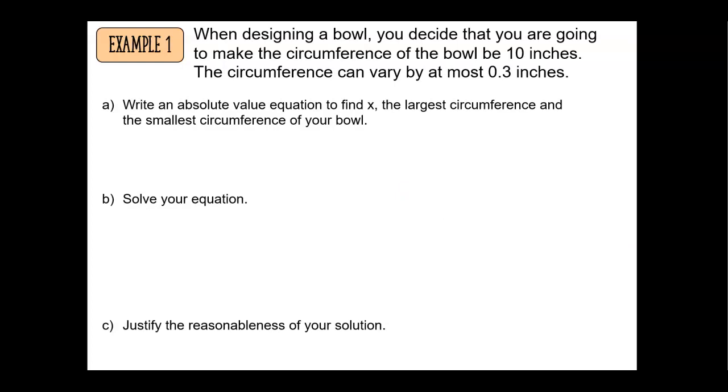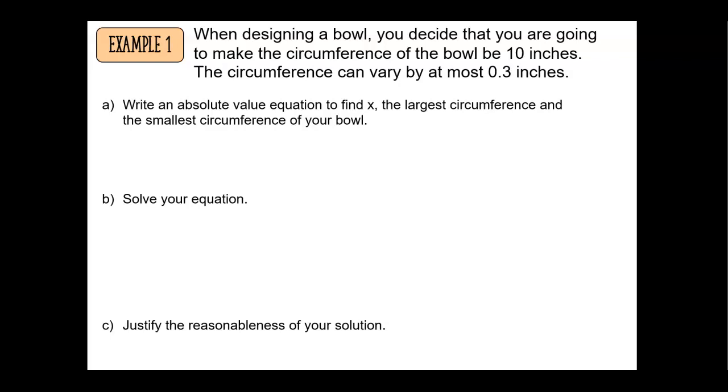All right, so example 1. When designing a bowl, everyone look and read with your eyes. When designing a bowl, you decide that you are going to make the circumference of the bowl 10 inches. Like if you're an artist, I'm going to make this a 10-inch circumference, but you know that it can vary by, at most, 0.3 inches. What does vary mean? The change, it can be a little bit more, it can be a little bit less. Basically, it can be a little fudge, too much or too little, but it'll still be pretty close. When you're creating things, not everything's going to be perfect. You've got human error, so there's some variance there.